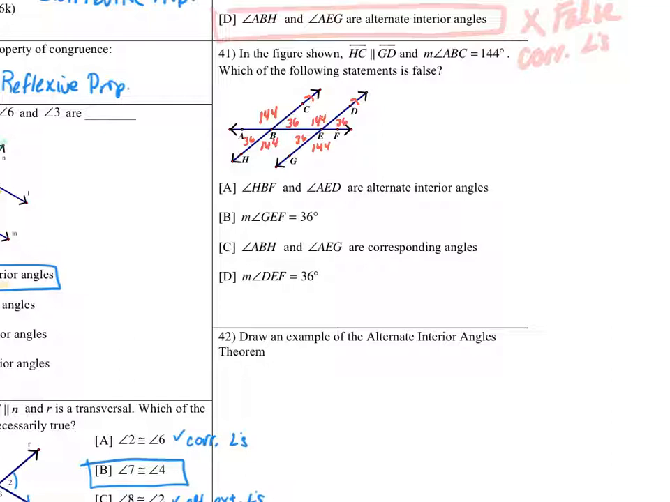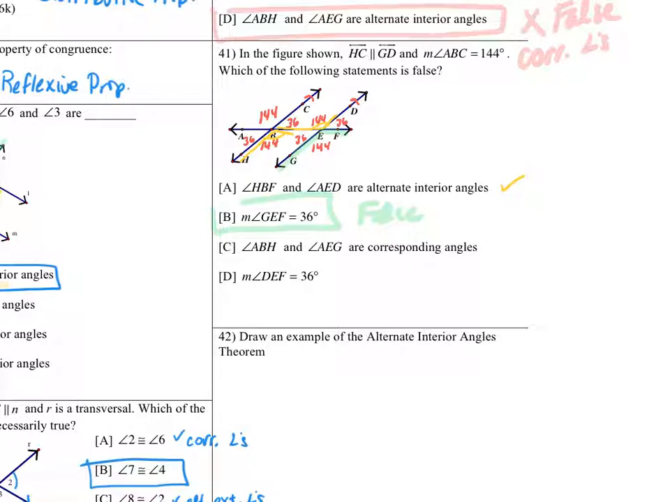Right, for part A, it says angle HBF and angle AED are alternate interior angles. Here's HBF. Here's AED, and they would be alternate interior angles, so this one is true. For B, it says the measure of angle GEF, so GEF is right here, is 36 degrees, and that is false. So this one is false, because we can see that GEF is 144 degrees.